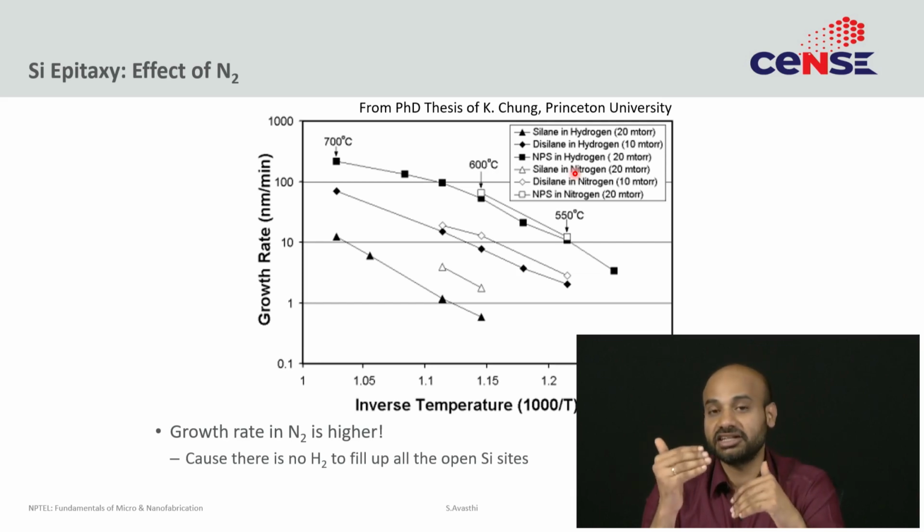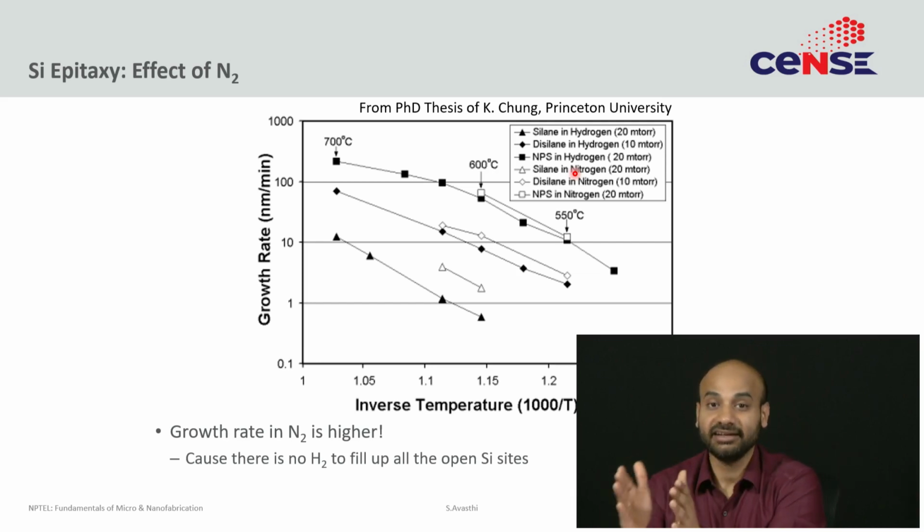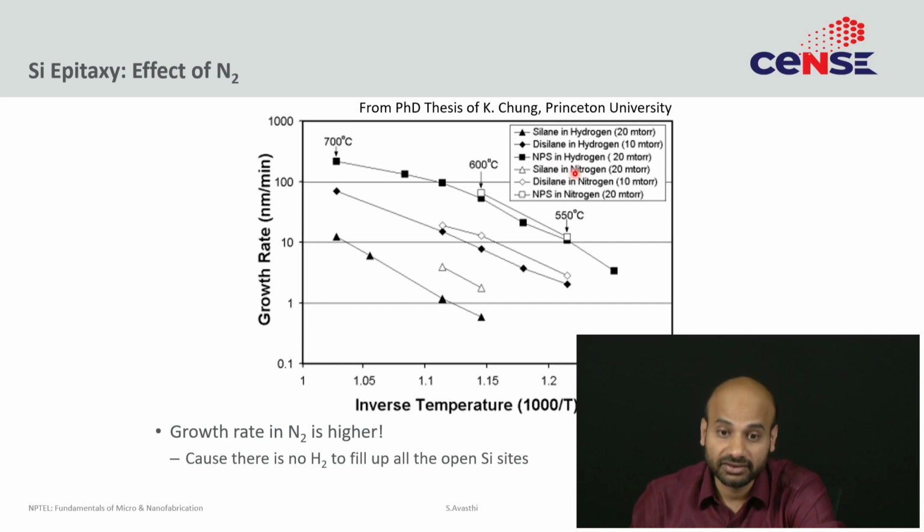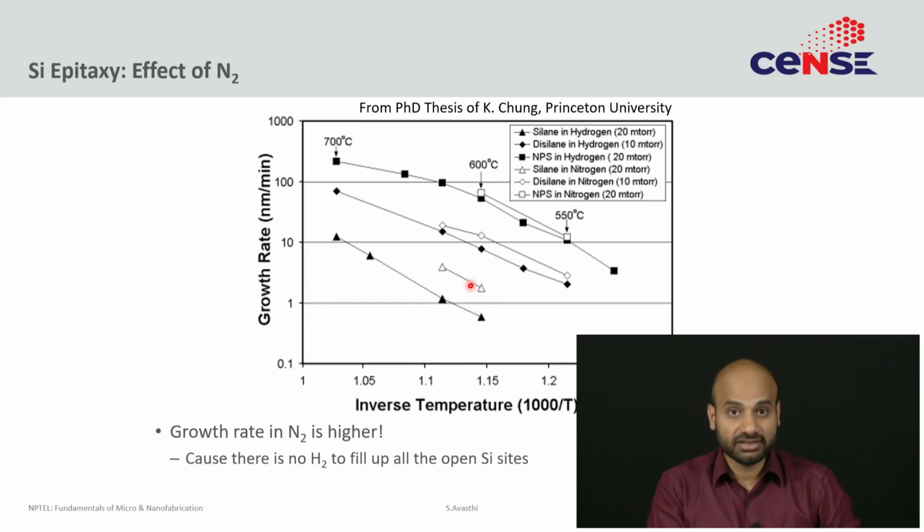So in a nitrogen atmosphere, you have a lot more open sites than in a hydrogen atmosphere, and because of this you see there is a sudden jump in the growth rates. That is significant. This is log scale. So this is several times higher growth rate that you get in nitrogen than in hydrogen. So if you just want higher growth rates, consider doing a CVD under nitrogen.